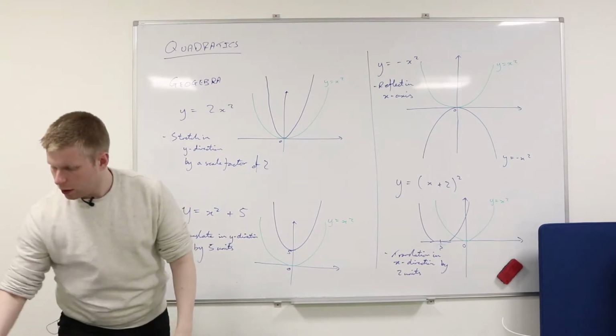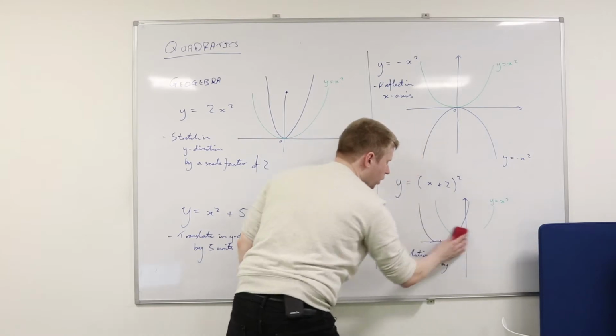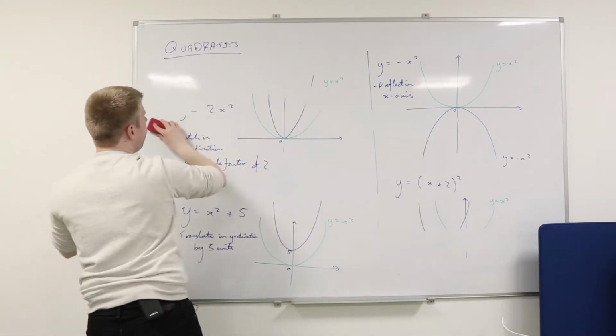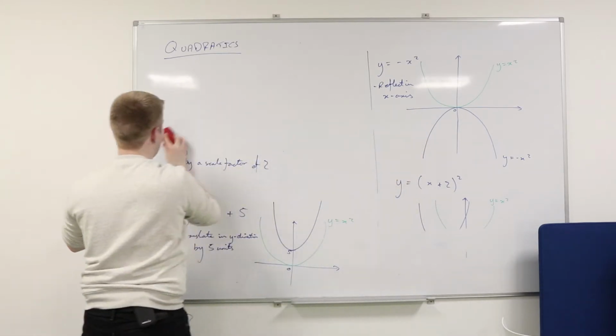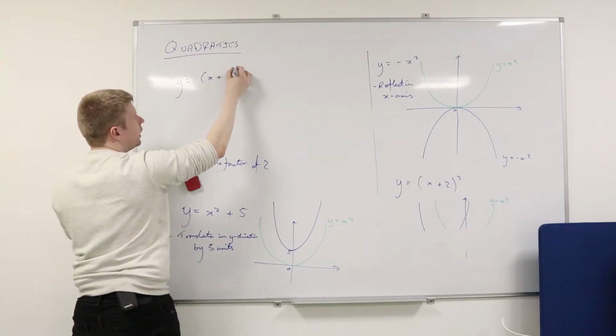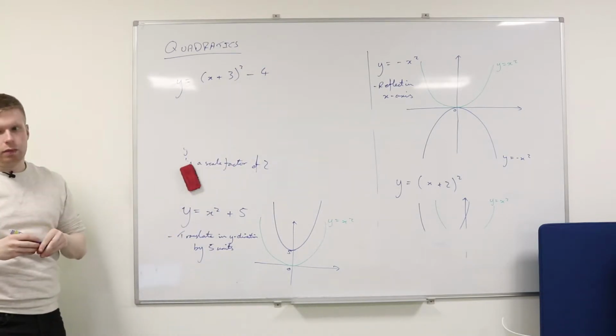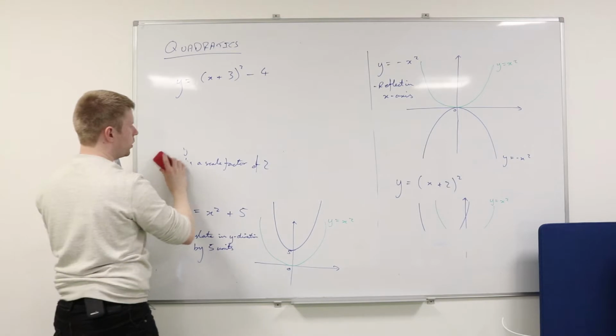Okay. Could somebody tell me, in fact, let me create a bit of space on here. What do you think the graph y equals, let me write this down, y equals x plus 3 all squared, take away 4. What do you think that graph is going to be doing? Okay, so whilst I'm rubbing the rest off, have a think.